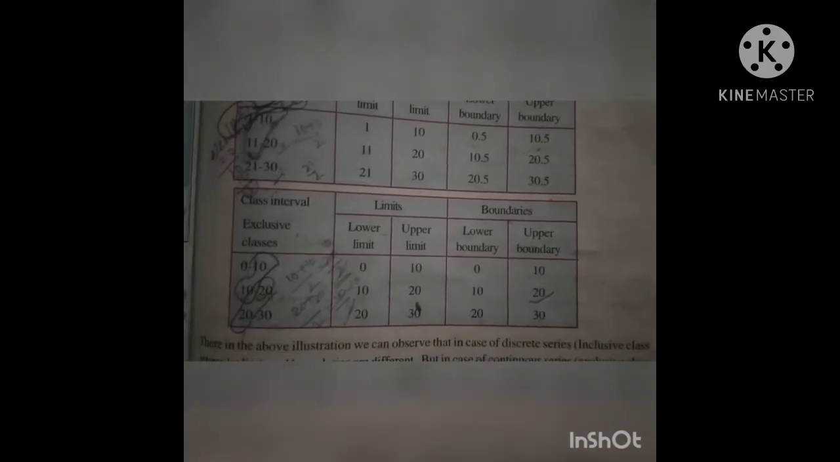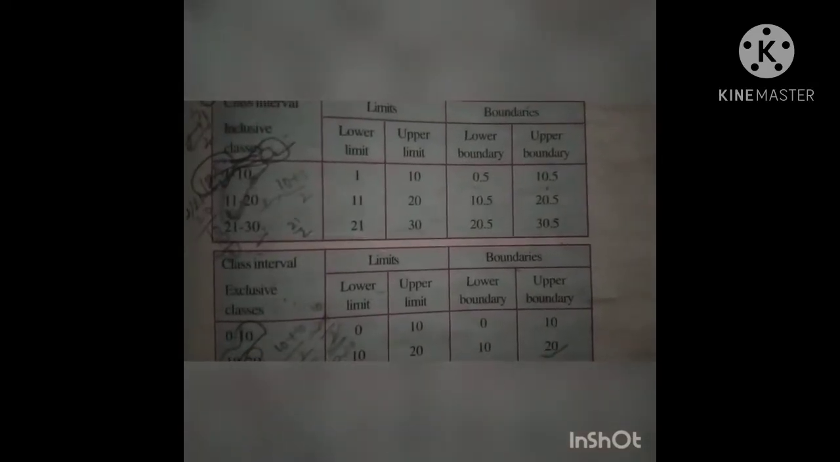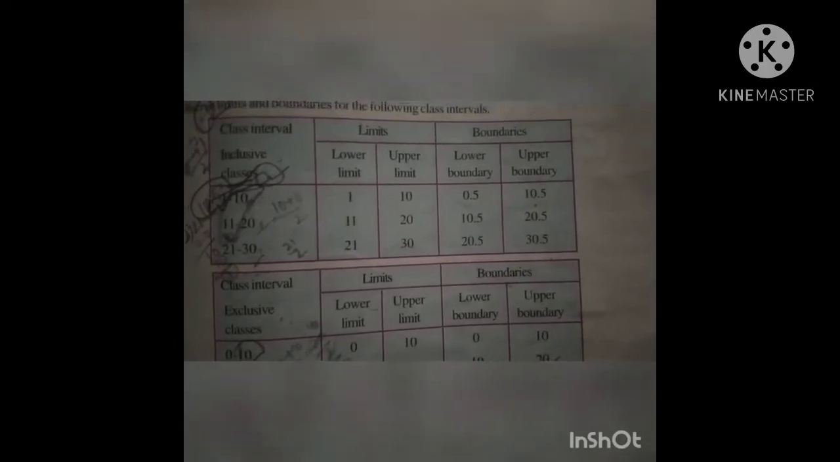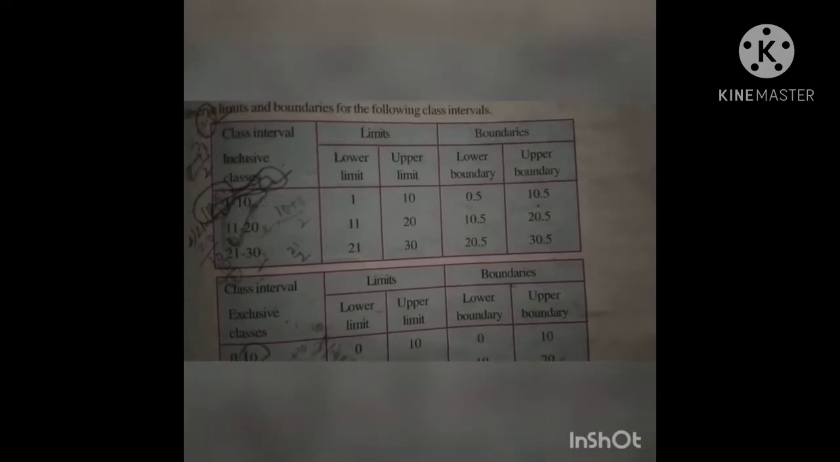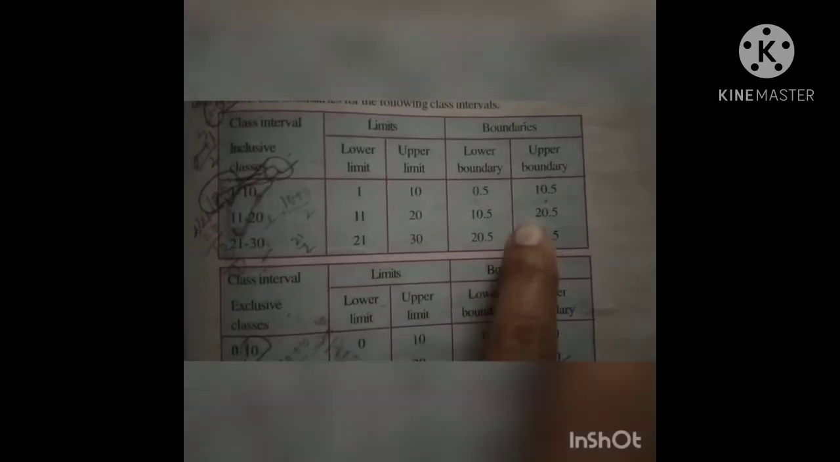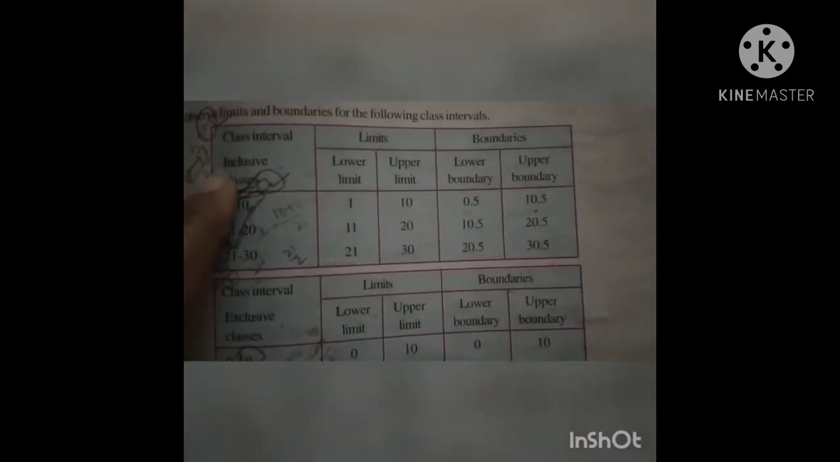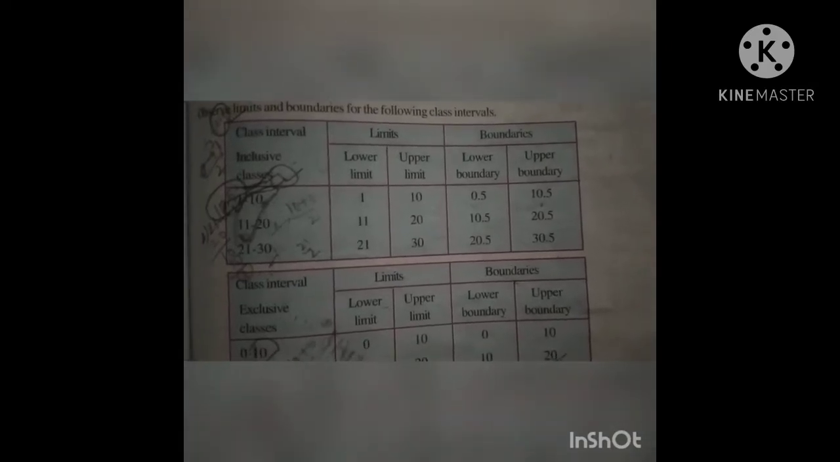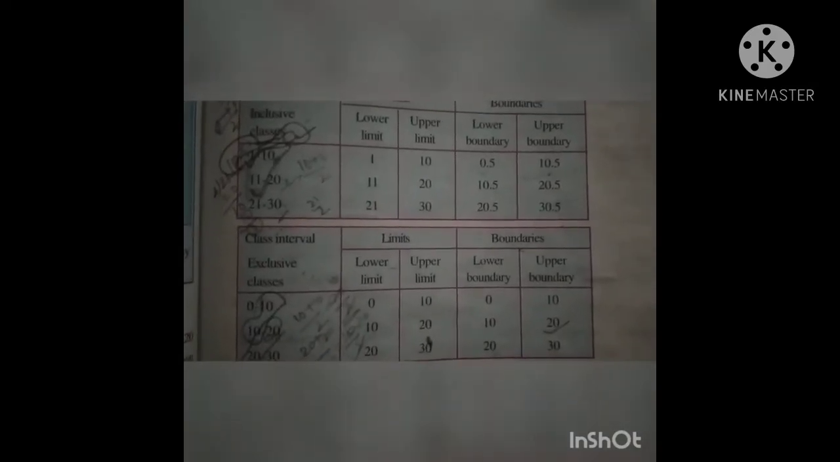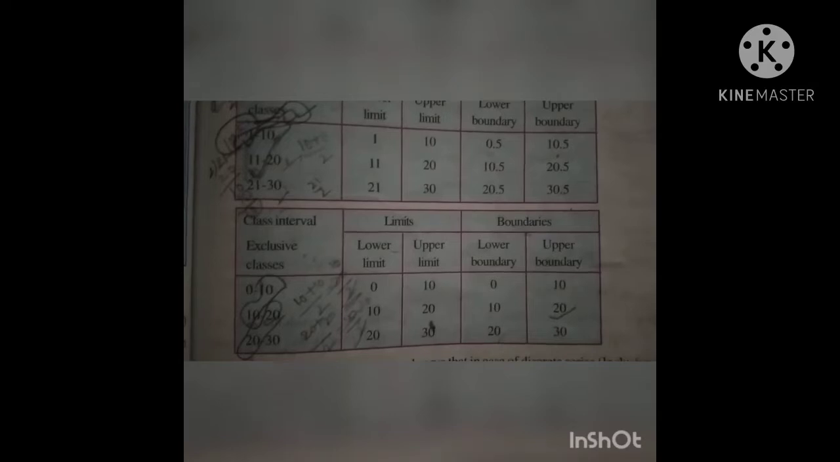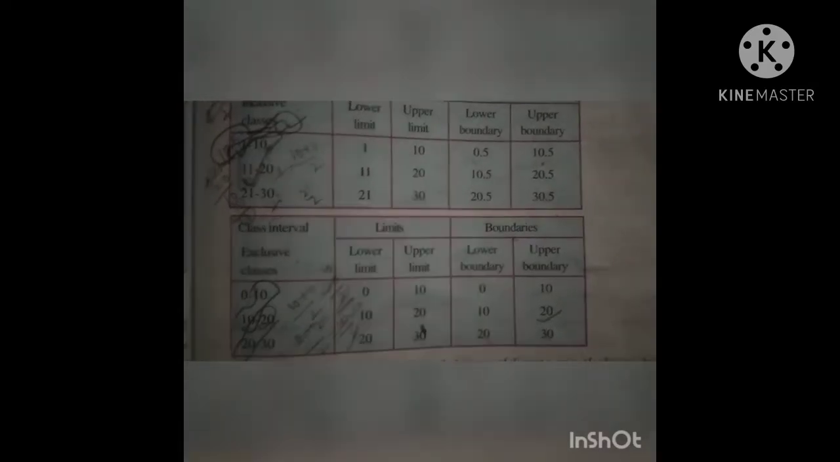Dear children, from the above illustrations we can observe that in the case of inclusive class intervals, limits and boundaries are different values. At the same time, in exclusive classes, the limits and boundaries have the same values. Okay, children, did you understand? Yes.